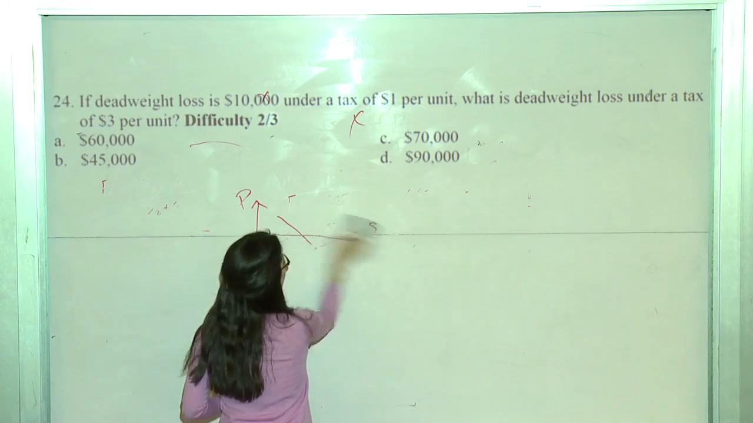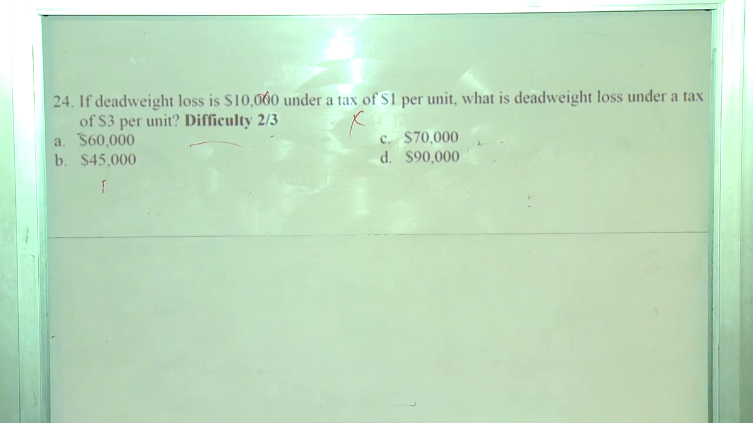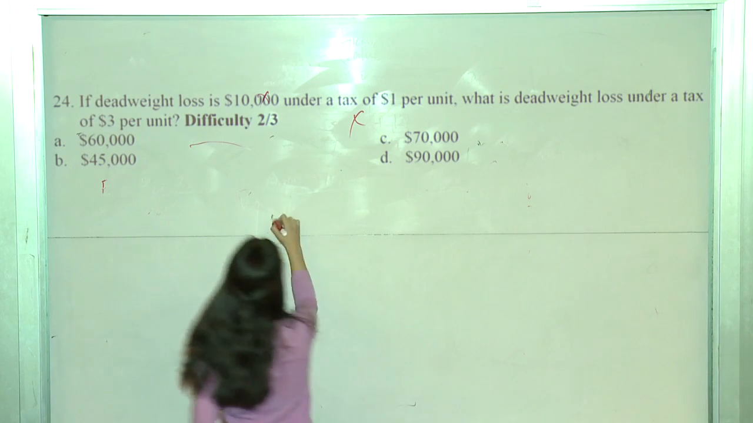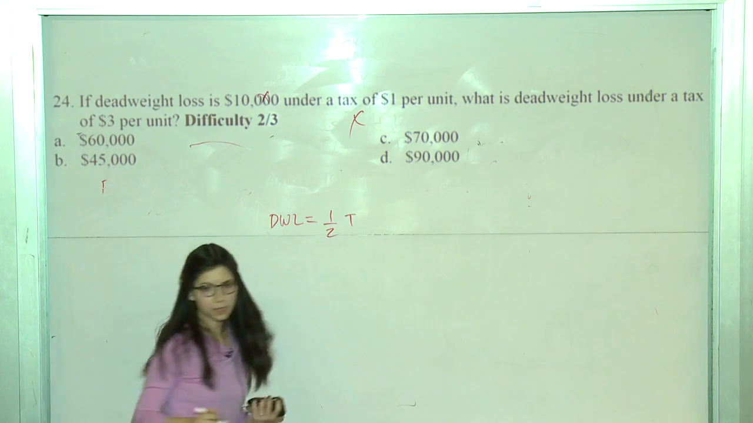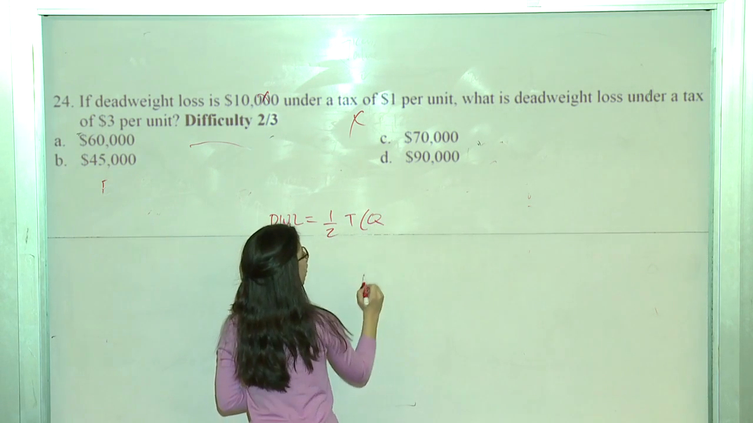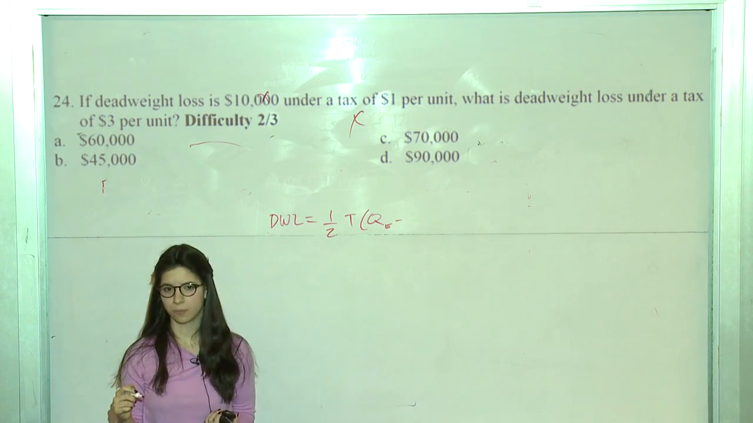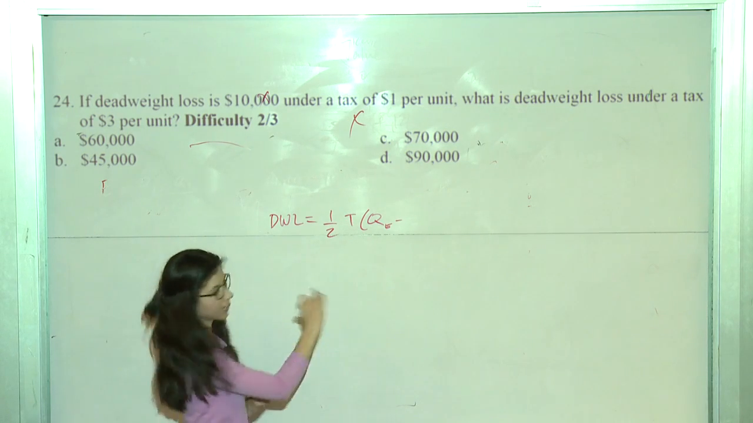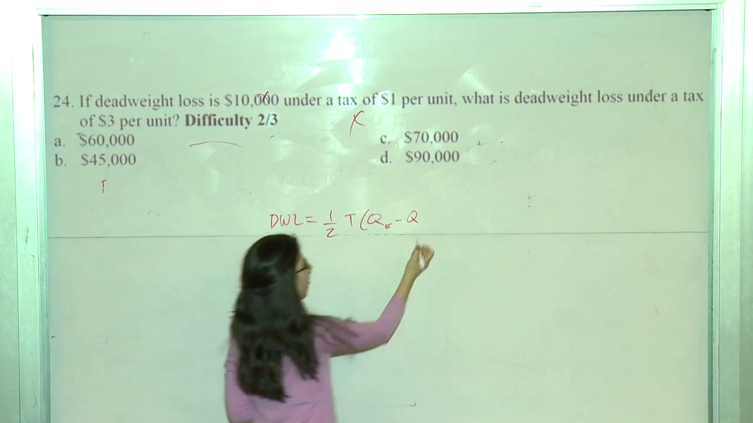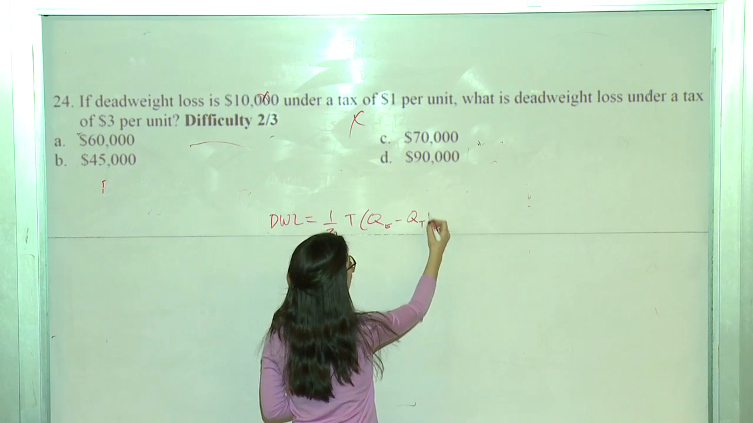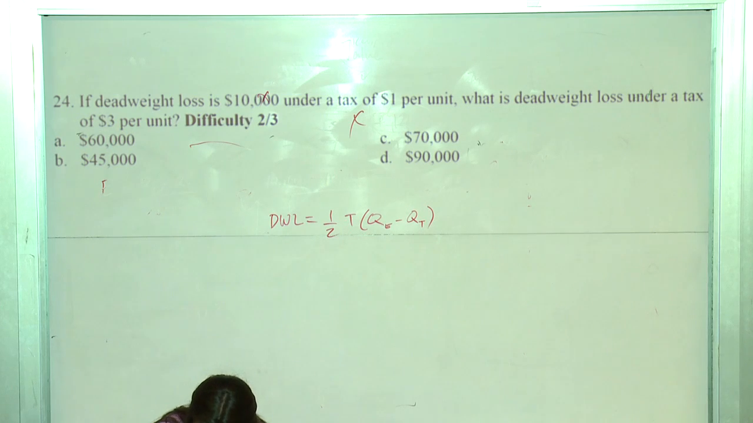So to answer this question, remember the formula that relates deadweight loss to the tax. The deadweight loss is equal to 1/2 times the tax times what we call, I'm going to call this QE, which is the pre-tax equilibrium. Thank you. And I'm going to call this quantity QT, which is the post-tax equilibrium. Just check that I've written that right. Yeah.